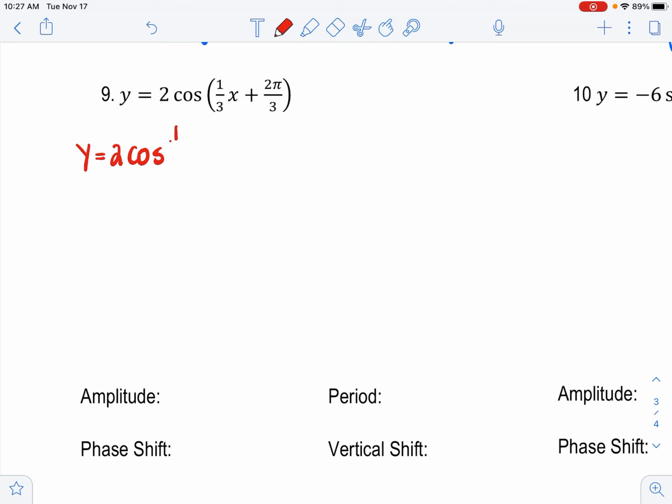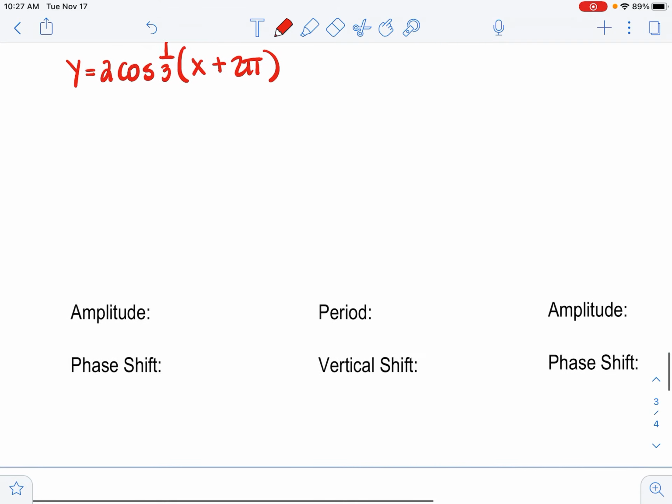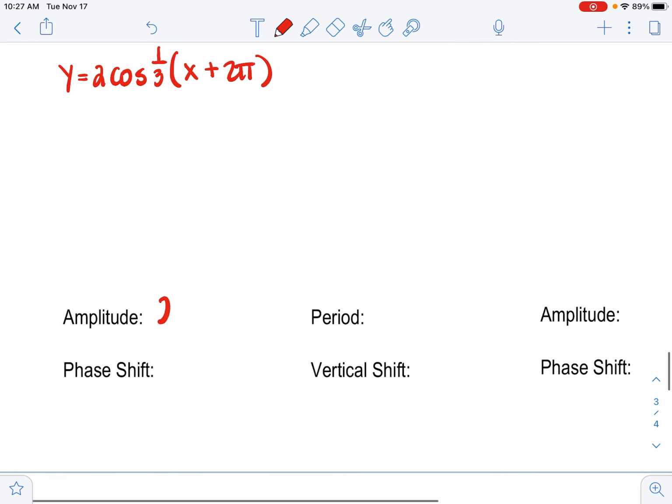We have y equals 2 times the cosine of, I have a b value of 1/3, so I have to factor out a 1/3. That's x plus, factoring out is the same thing as dividing out. So I have to do 2 pi over 3 divided by 1/3. I don't divide by fractions, so instead I'm going to multiply by the reciprocal. The 3's cancel. That's 2 pi.